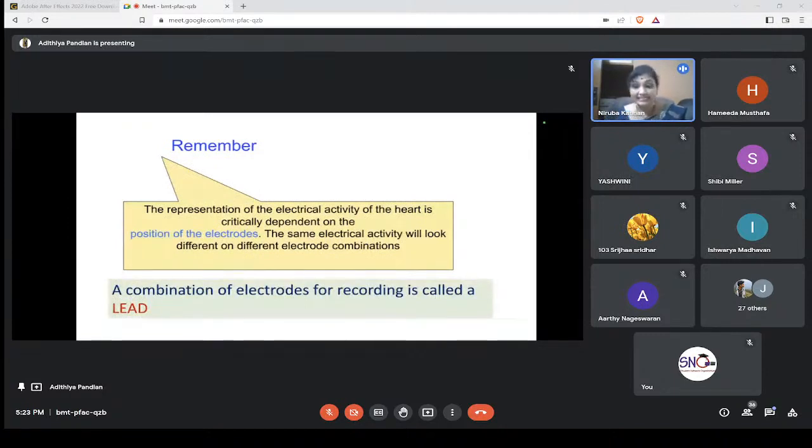So what do you mean by a lead? The combination of two electrodes, we call it a lead. What are the electrodes?